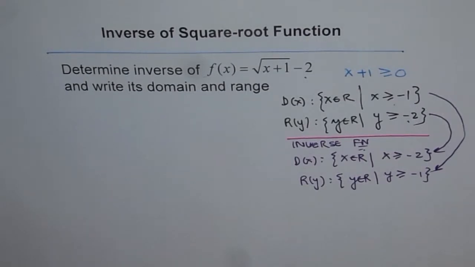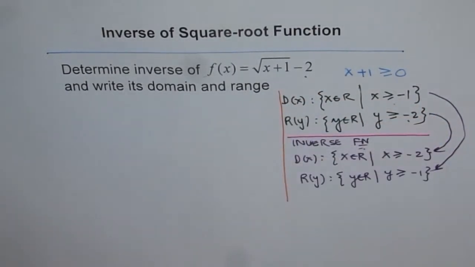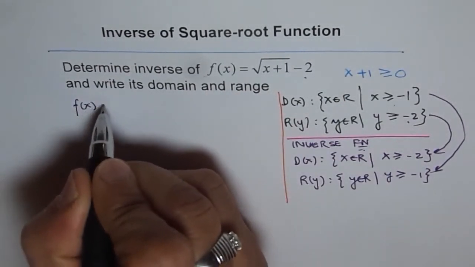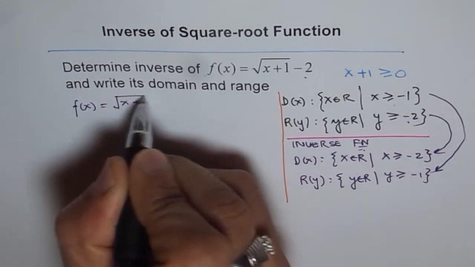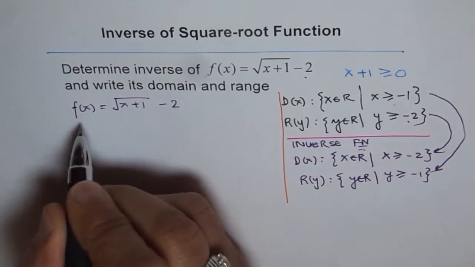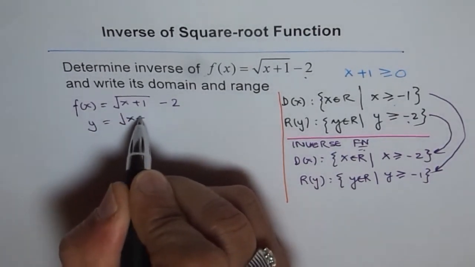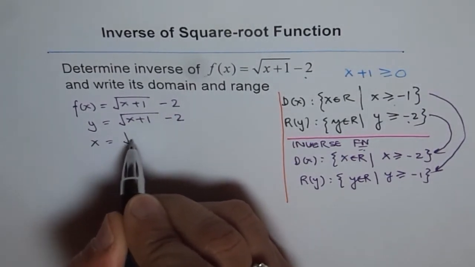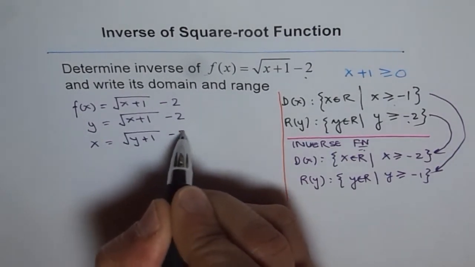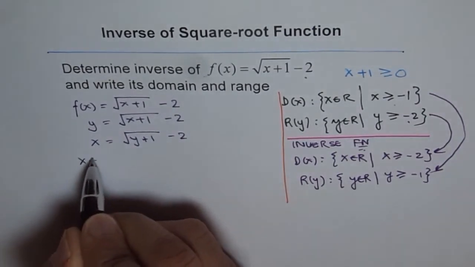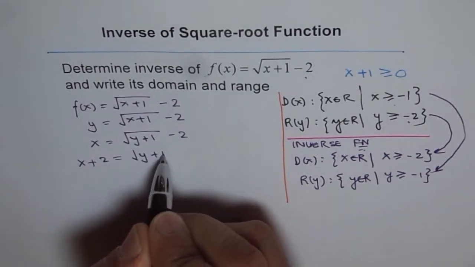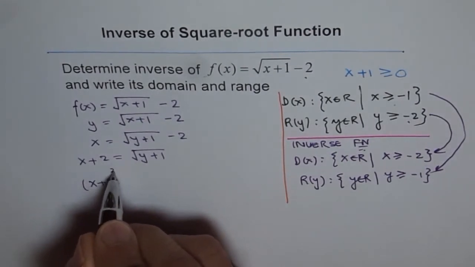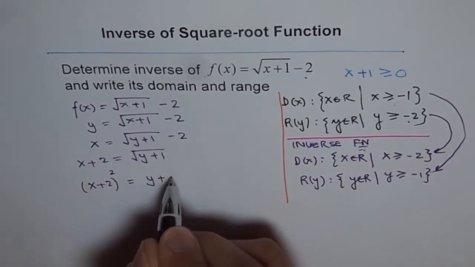Now with this, we should start solving the problem, right? So we have the question here as f of x equals square root of x plus 1 minus 2. That is, y equals square root of x plus 1 minus 2. We'll swap x and y and write x equals square root of y plus 1 minus 2, and now we'll bring minus 2 here. We get x plus 2 equals square root of y plus 1, and at this stage we will square both sides. x plus 2 whole square equals y plus 1.